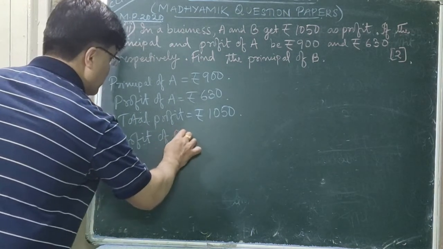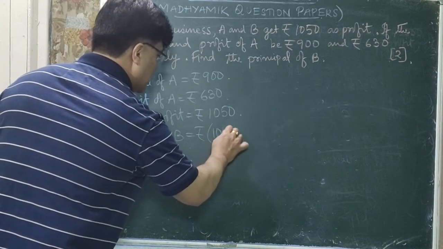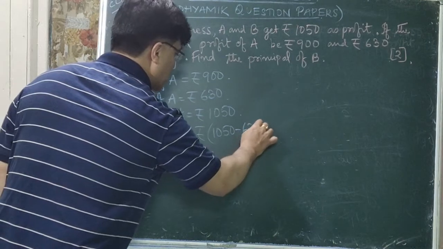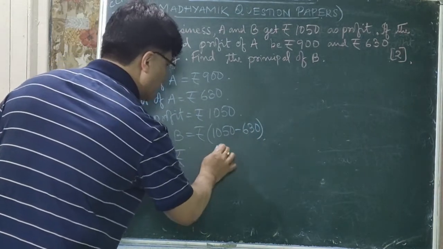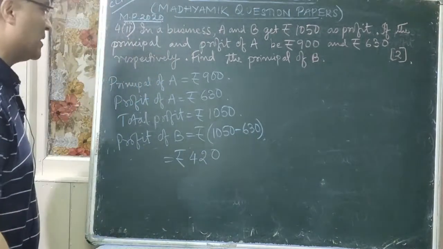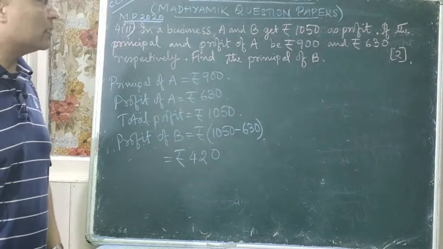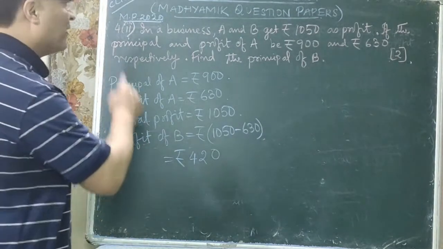So profit of B is equal to rupees 1050 minus 630, which is equal to rupees 420. 0 minus 0 is 0, 5 minus 3 is 2, 10 minus 6 is 4. 420. Is that clear? So I think you have understood it. This is profit of B. Okay, now you have to find out the principal of B.